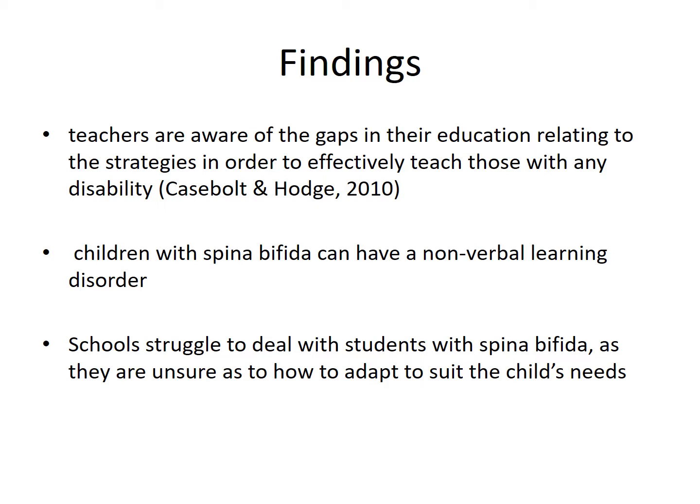This means that the students themselves did not have intellectual disabilities. They were smart and could comprehend what they were doing. However, they could not express themselves verbally, which, from an outsider's view, would suggest that they cannot comprehend and understand what we are talking about or what someone else is talking about. This point rolls into our third point, of schools struggling to deal with students with spina bifida as they are unsure how to adapt to suit the child's needs.